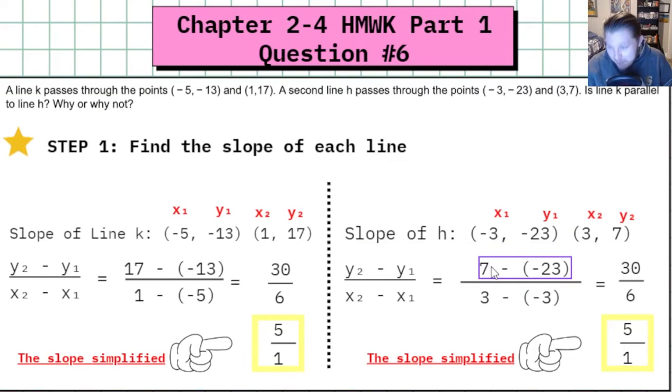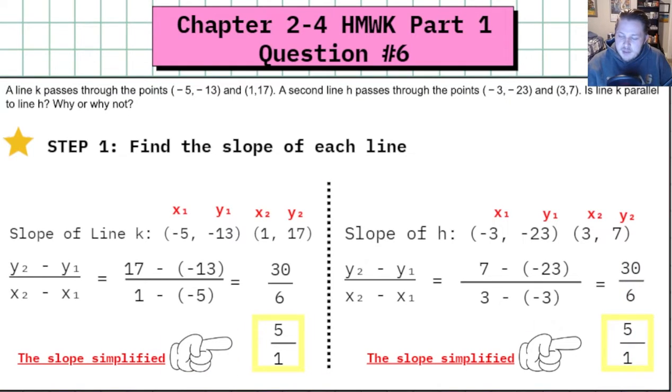Whenever you subtract a negative number, it becomes positive. So really this is 7 plus 23, that's 30. 3 minus negative 3, subtracting a negative number, so really this is 3 plus 3, that's 6. So then I have 30 over 6. It is the same fraction, reducing it. Both of them are divisible by 6. So 30 divided by 6 is 5, 6 divided by 6 is 1.